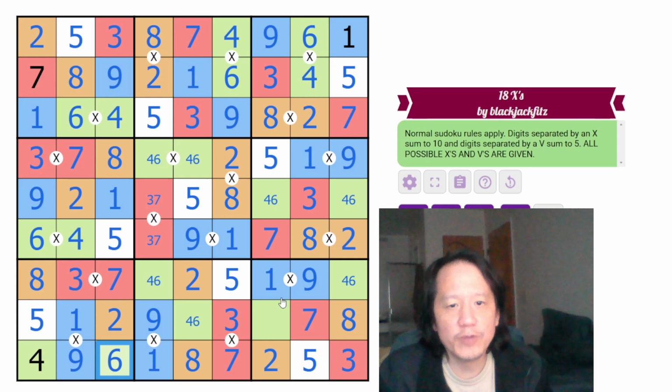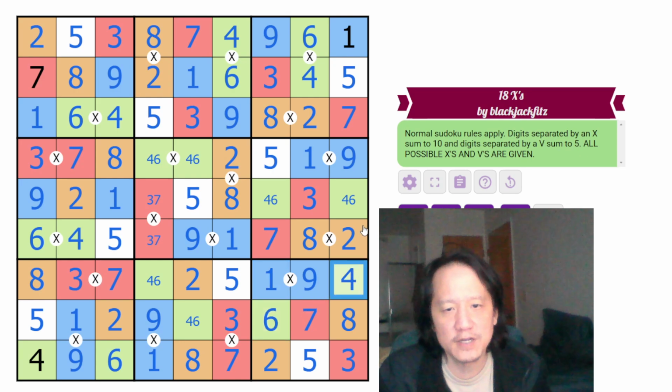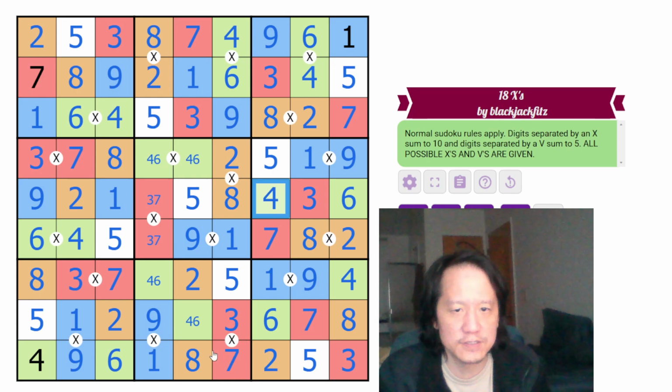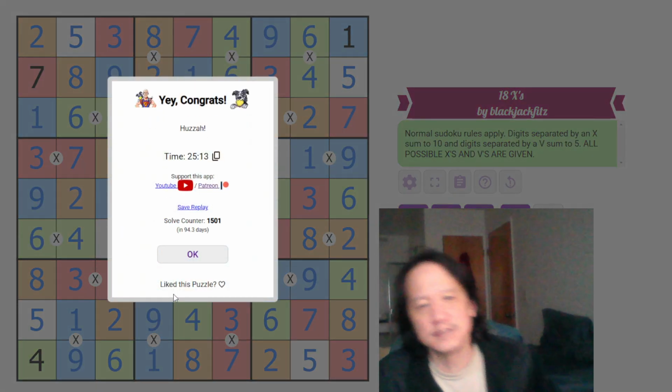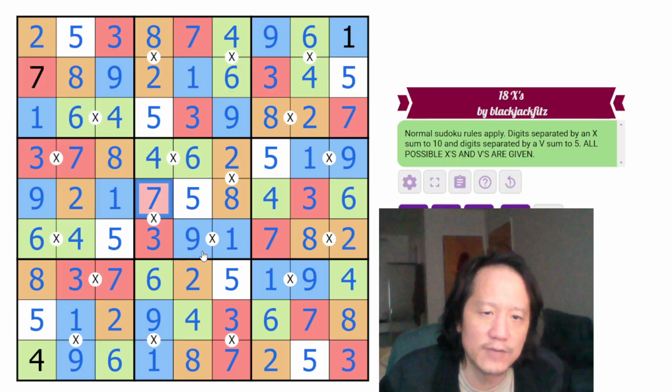And again, we have the negative constraint here. This cannot add up to 5, so this cannot be a 4. So this makes that a 6, which makes that a 4. Therefore, that's a 6. This is a 4. Oh, sorry, this can't be 4 because of that 4. So this is 6, which makes that 4, which makes that 6. And therefore, this is a 4. This can't be 7 because of this 7. So this is a 3. And that's a 7. Huzzah! We solved it.